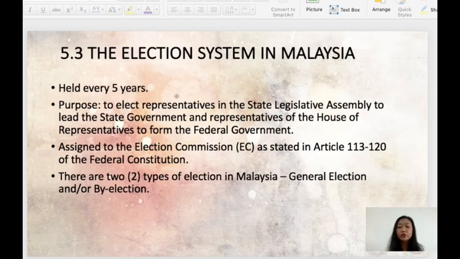The purpose is to elect representatives in the state legislative assembly to lead the state government, and representatives of the House of Representatives to form the federal government. It is assigned to the Election Commission, EC, as stated in Articles 113 to 120 of the Federal Constitution. There are two types of election in Malaysia, general election and by-election.